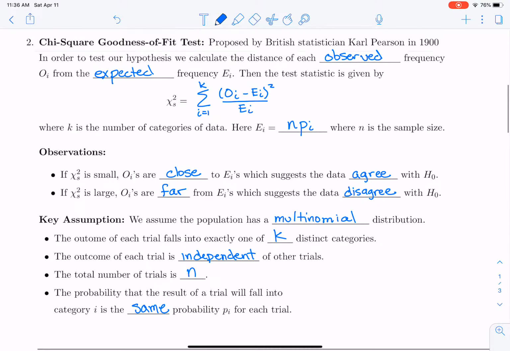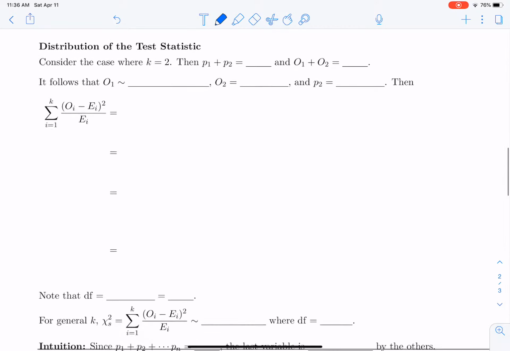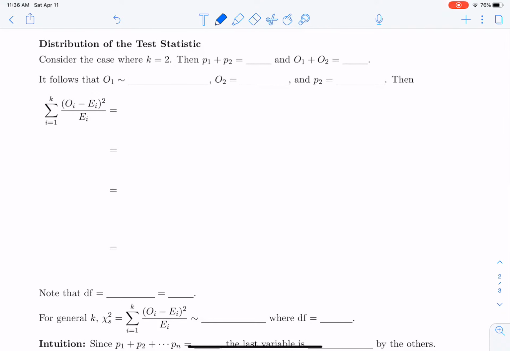Okay. Now, let's look at what the distribution is going to be for the test statistic. So we're going to first consider the case where there are only two categories, k equals 2. Then P1 plus P2 is going to equal 1, and O1 plus O2 is going to equal n. So the total number of observations is n.